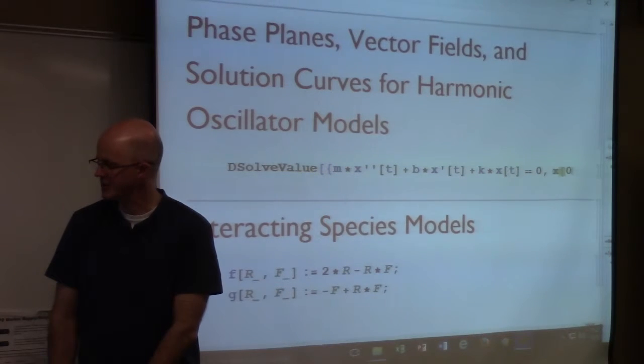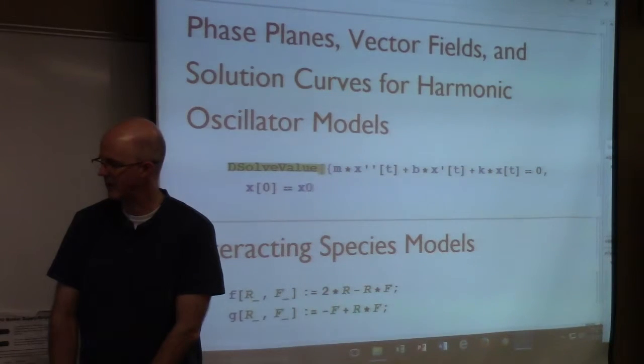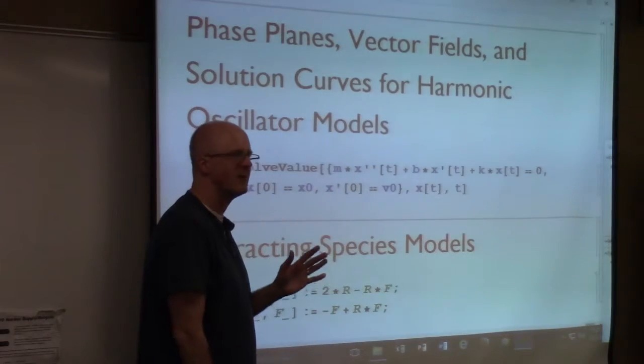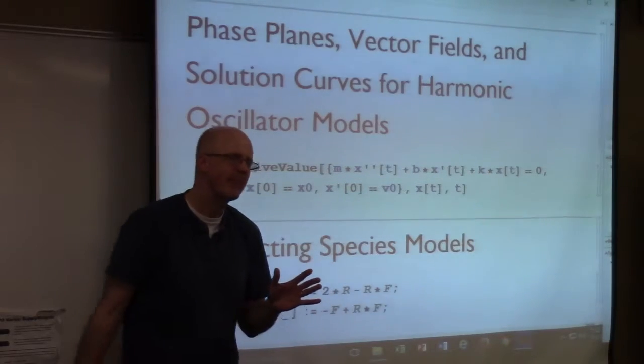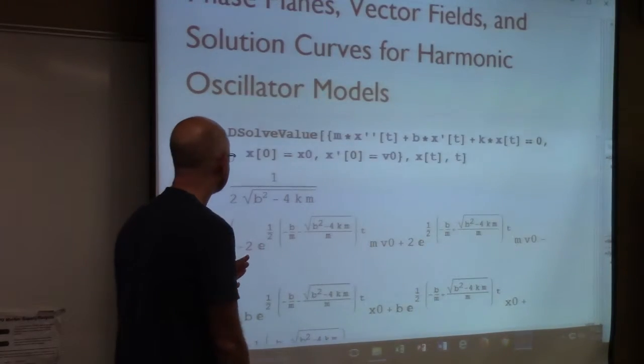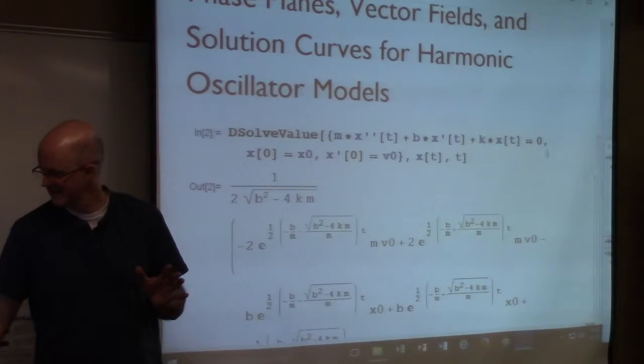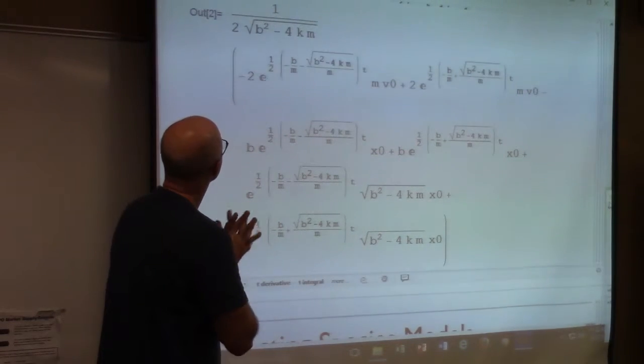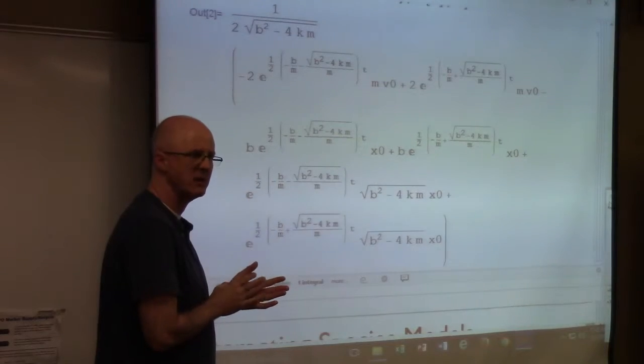Let's add in arbitrary initial conditions. x of 0 equals x0. x prime of 0, the initial velocity, equals v0. Solve for x of t, and t is the independent variable. I think this will produce an answer, but I think it's going to be pretty nasty looking. Let's see what it does. Yeah, very nasty looking. And actually, a subtlety that you don't see in this is this actually can involve complex numbers.